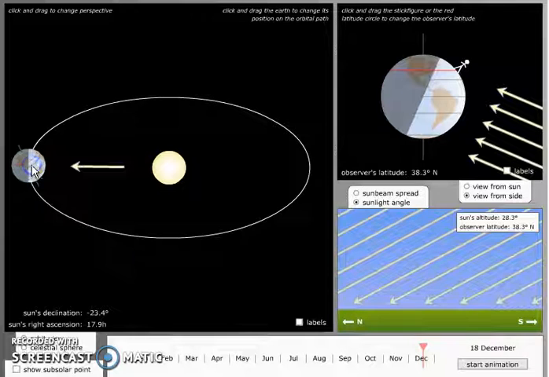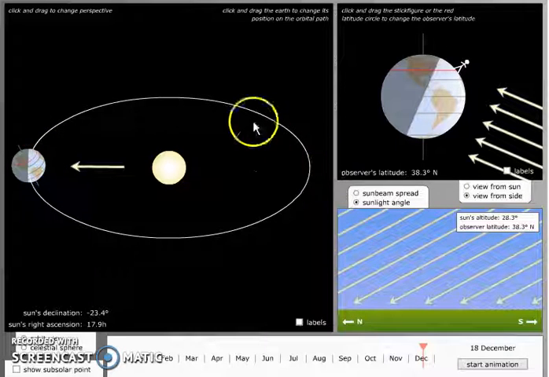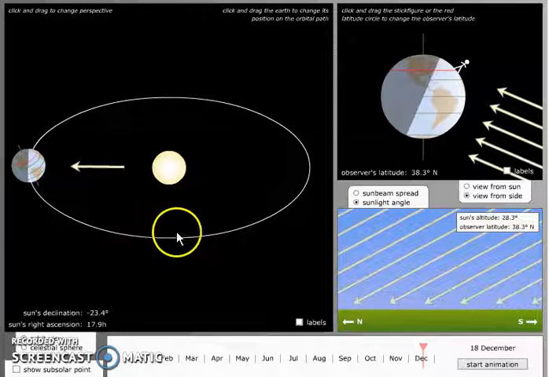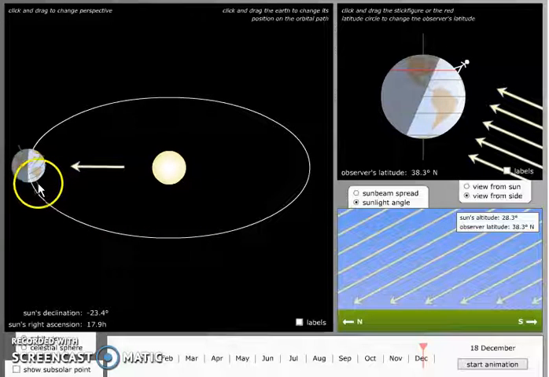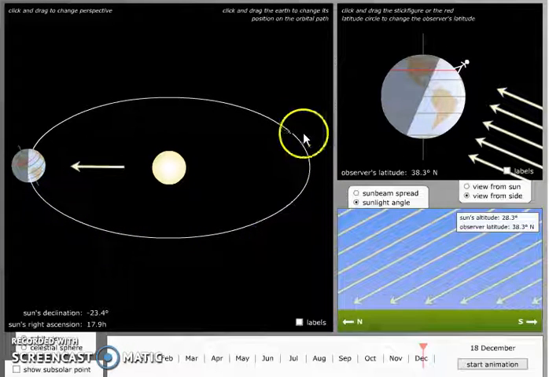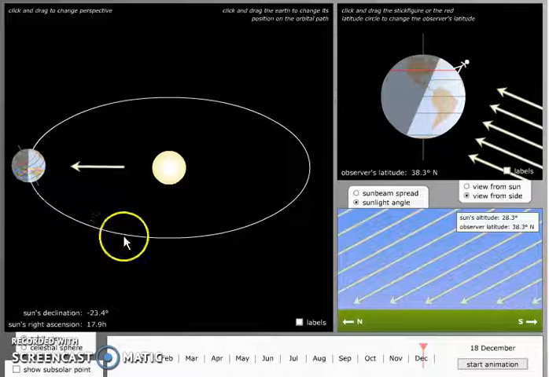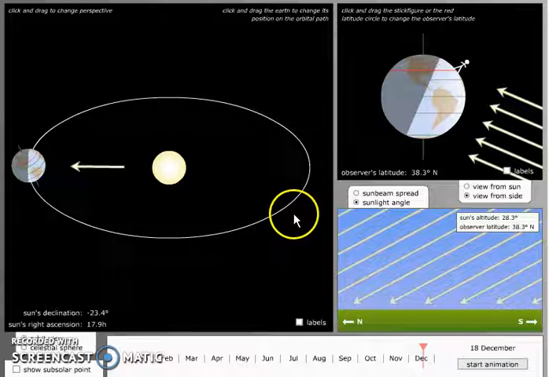We're going to start the Earth off over here. This shows the Earth in its orbit around the Sun, which takes approximately a little over 365 days for the Earth to orbit the Sun completely. That would be 1 year.